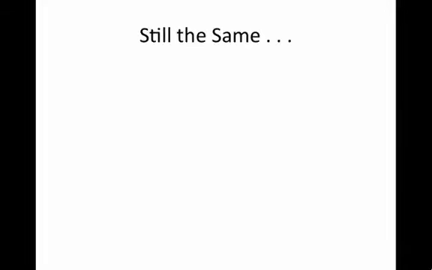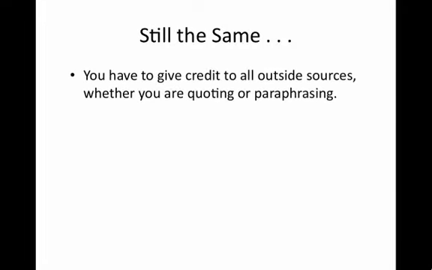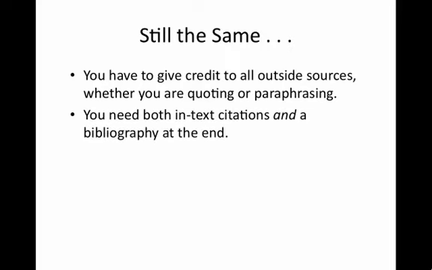One of the nice things about any citation is there are things that remain the same. So if you started to get the hang of MLA in Comp 1, rest assured, you still have to give credit to all outside sources. Whether you have things in quotation marks, or you've rewritten the quote, really digested it and put it in your own words, you're paraphrasing, you still have to give credit. All citation systems have some form of in-text citation, a footnote, a parenthetic reference, and there's a list of all your sources at the end, a bibliography.